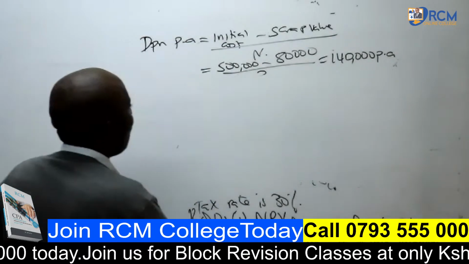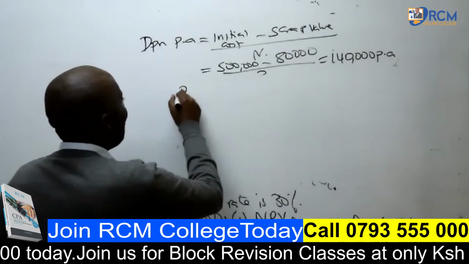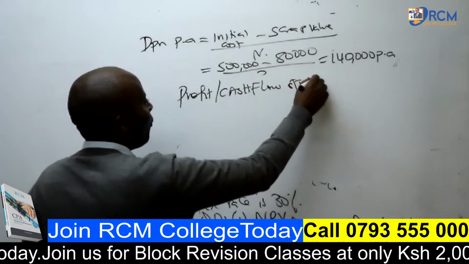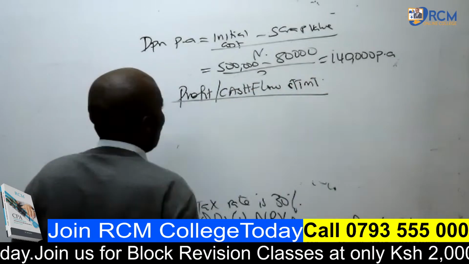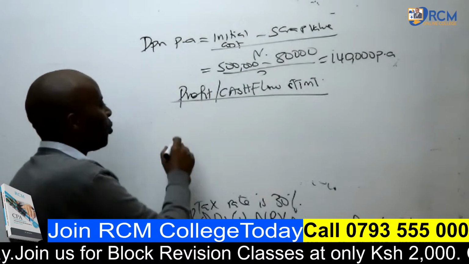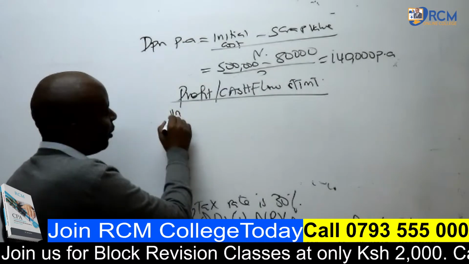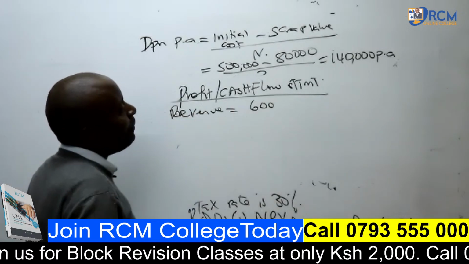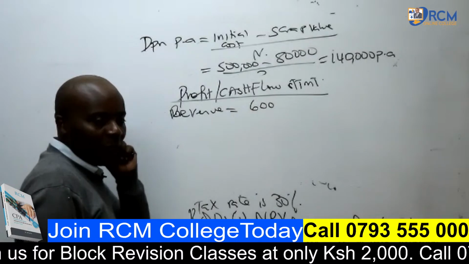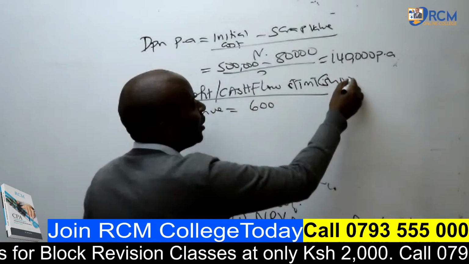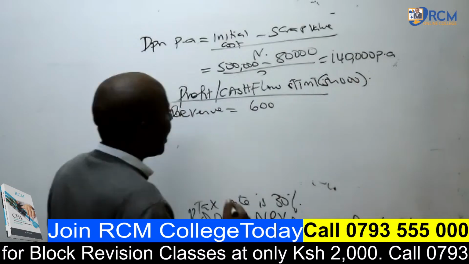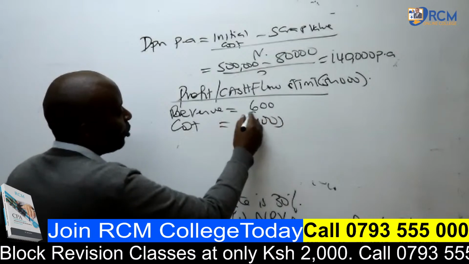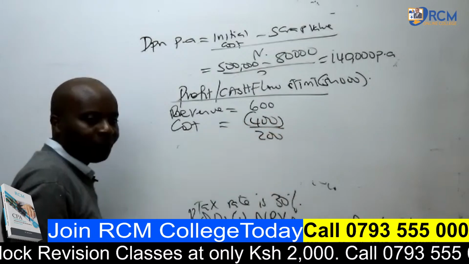So I have here profit stroke cash flow statement. So we have here increase in revenue. Once this machine comes, the revenue will be going up by 600,000. My figures are in shillings thousands. So revenue will be going up by 600, and then we have the cost going up by 400. So when you subtract, you'll be able to get your 200 there.